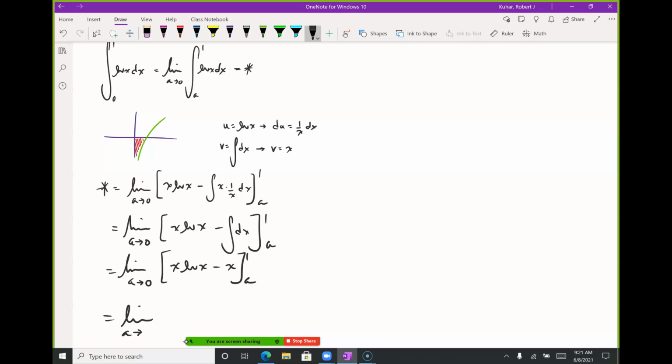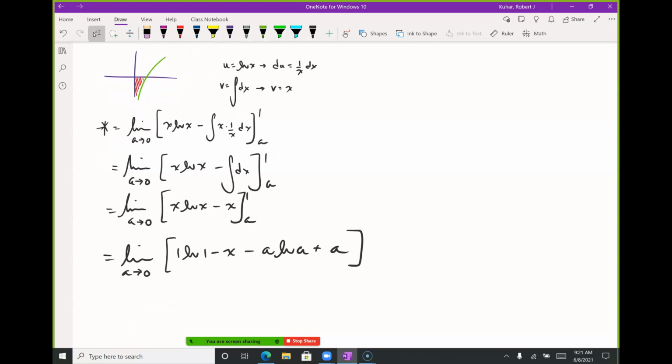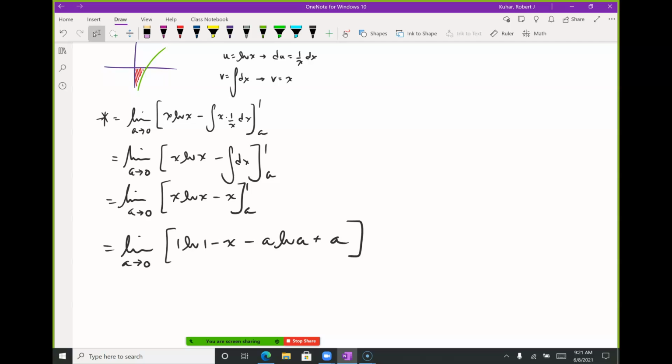So I've got the limit as a goes to 0 of 1 ln 1 minus 1 minus a ln a plus a. So I evaluated at 1, subtracted, evaluated at a, and I'm going to see where I need my limit. And it looks like I only need my limit at one point, right? Clearly this is going to zero, right? The limit as a goes to zero of a is zero. Oh, I made a mistake. I should have a 1 here, right? Sorry about that. And what is the ln of 1? It's 0, right? So it looks like I have minus 1 minus the limit as a goes to 0 of a ln a. How is that for everyone?